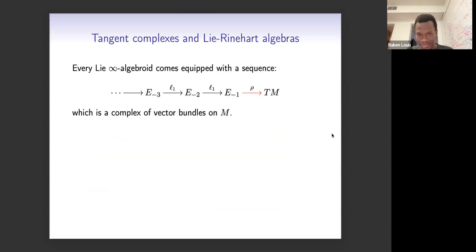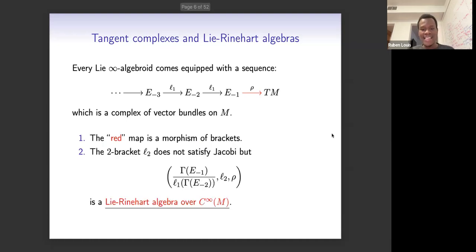To start with, you should notice the following. If you have a Lie-infinity algebroid, that means it is a homotopy version of Lie algebroids, where instead of having just one vector bundle with an anchor map and a Lie bracket, you have a complex of vector bundles, and you don't have a Lie bracket but a 2-bracket that satisfies Jacobi up to a homotopy, up to a 3-bracket, and so on. So this is what a Lie-infinity algebroid is. In particular, it comes with a 1-bracket, and this bracket defines a complex of vector bundles on the base manifold.